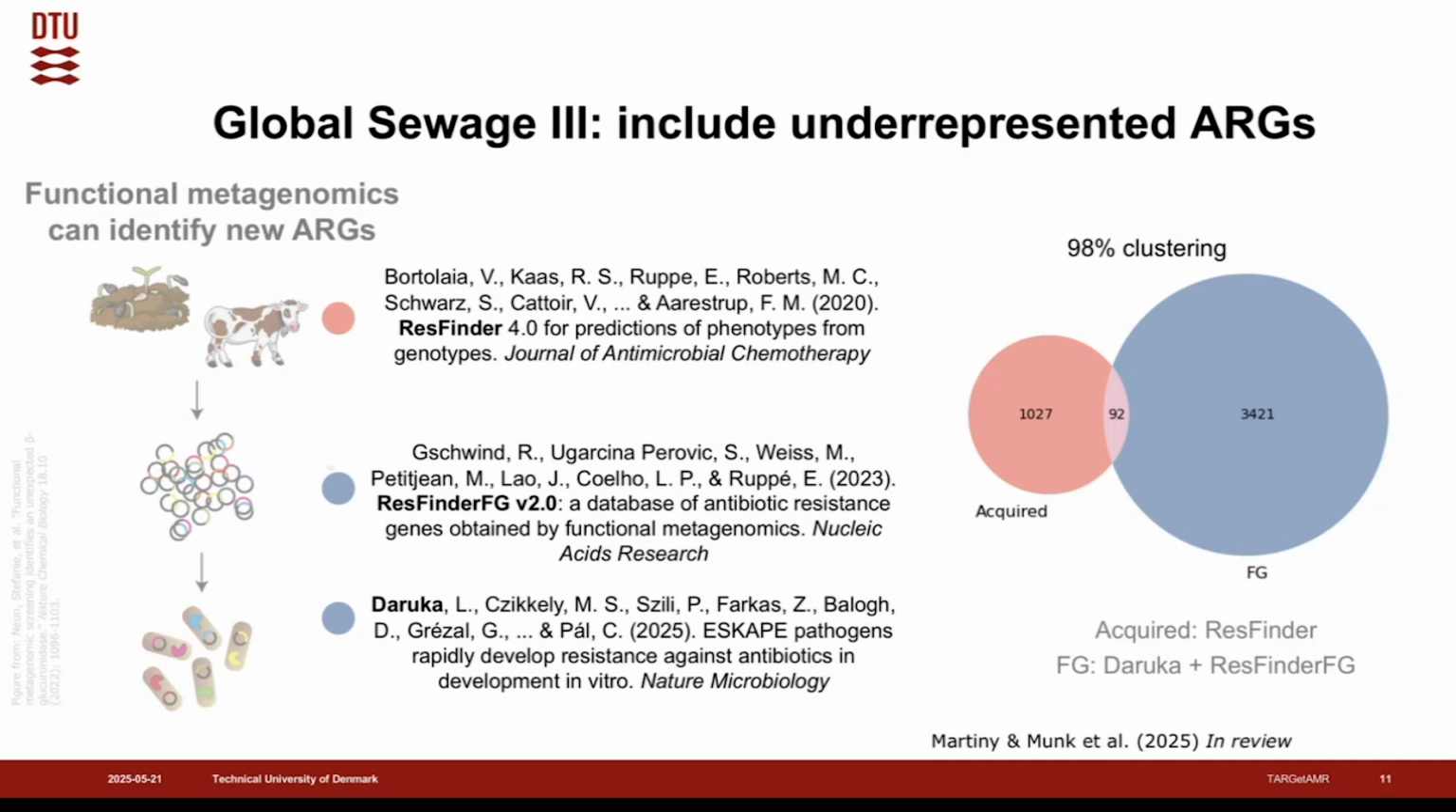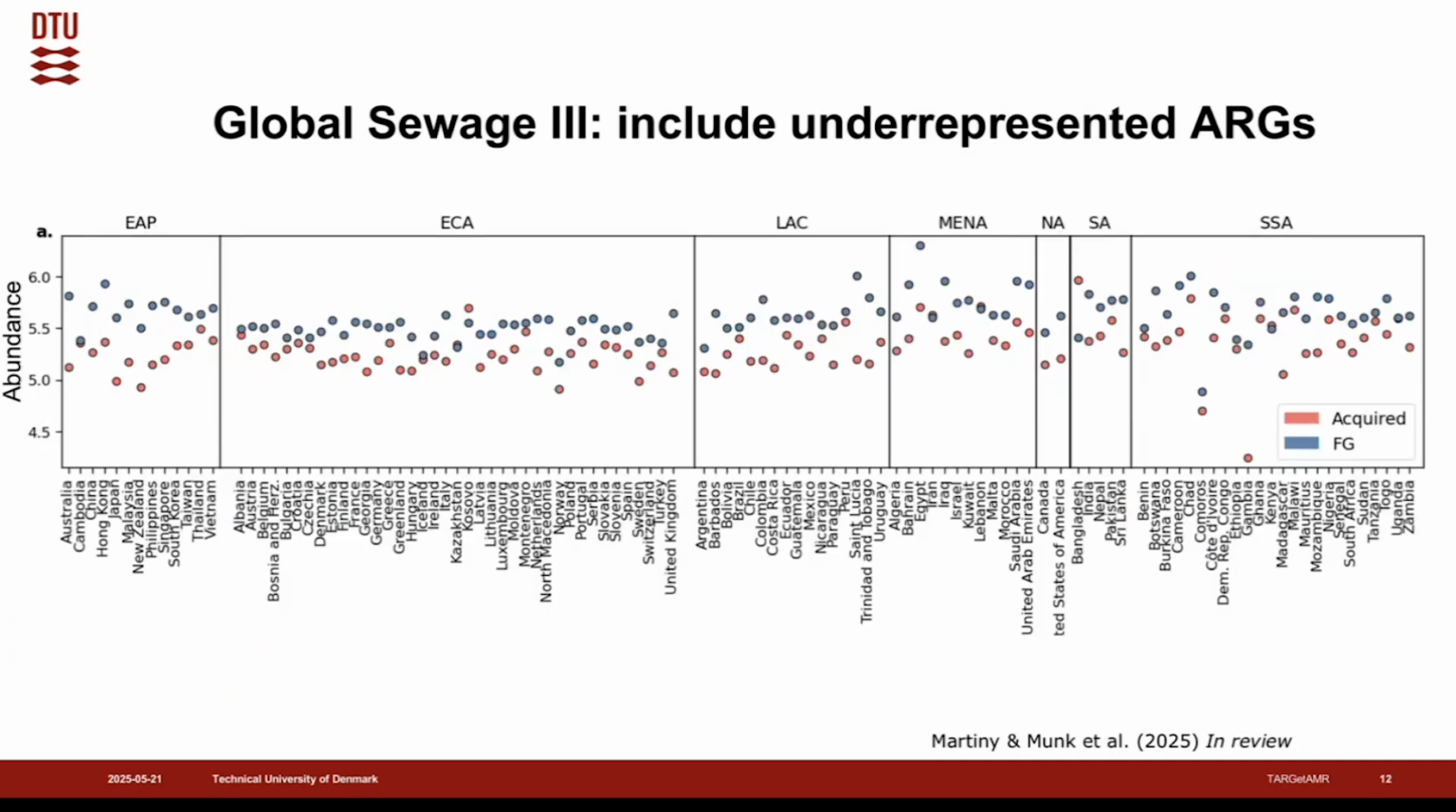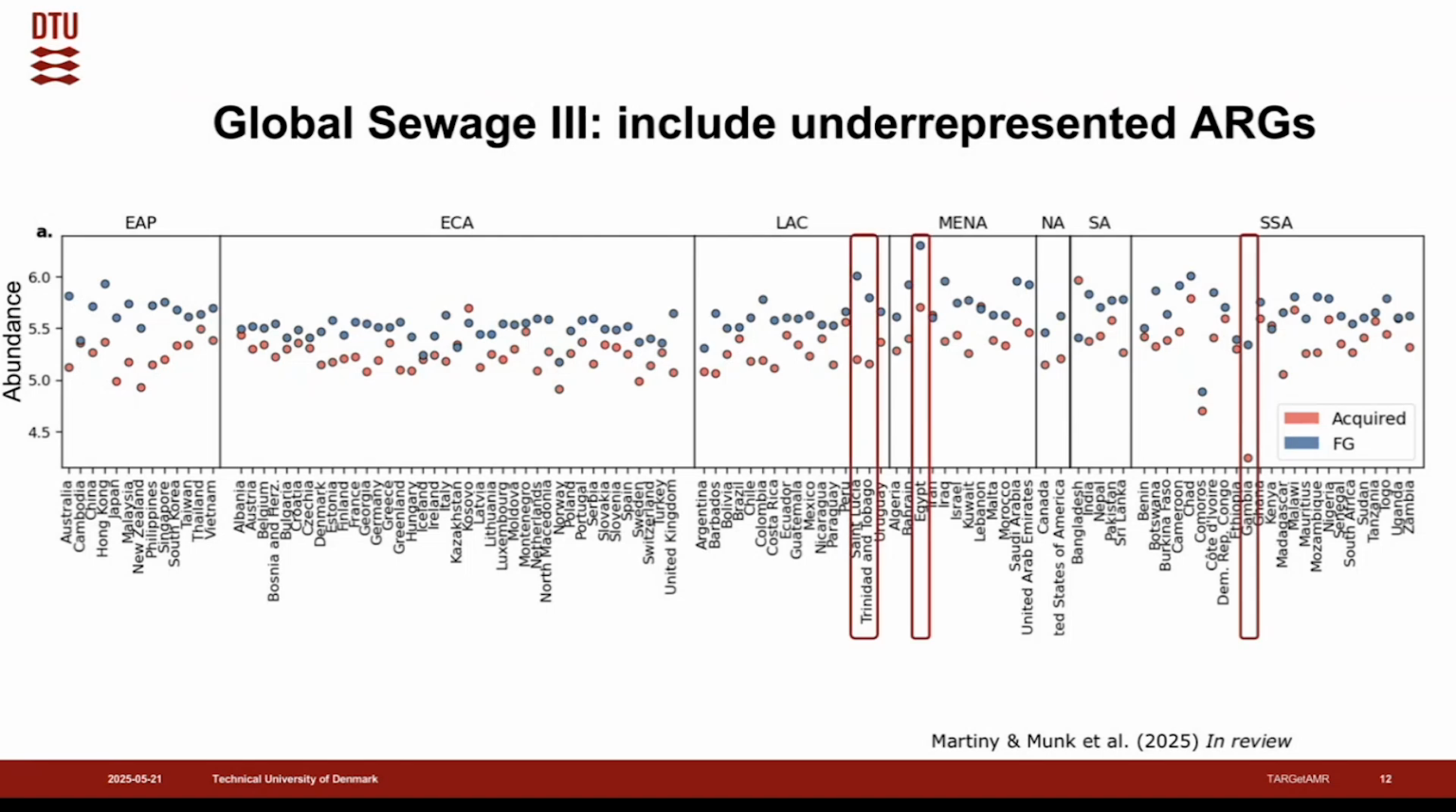And I'm just going to say that we call the functional metagenomic genes FG, and the acquired ones from ResFinder are represented in this weird red here. So we did a screening of the 1,240 sewage samples. We can see here the abundance is plotted per country. You can see in general that there is a higher load of the FG genes across all these different countries, but it's actually quite interesting that in some places there's a big difference.